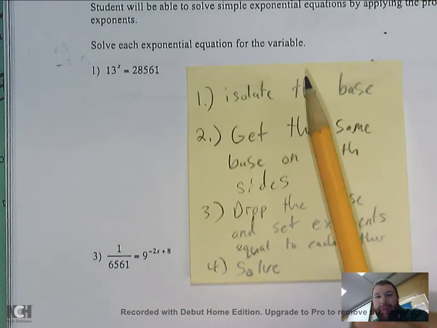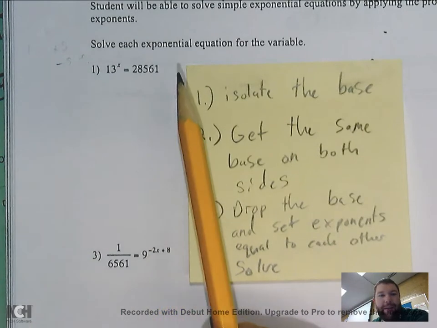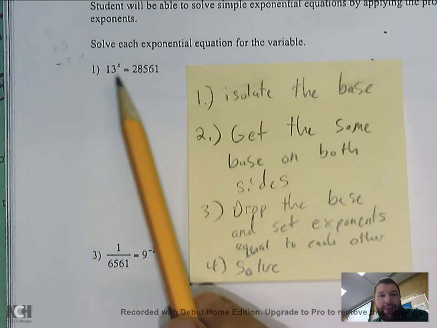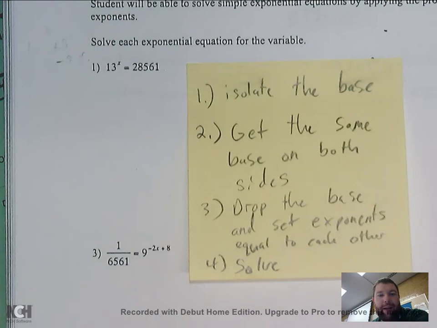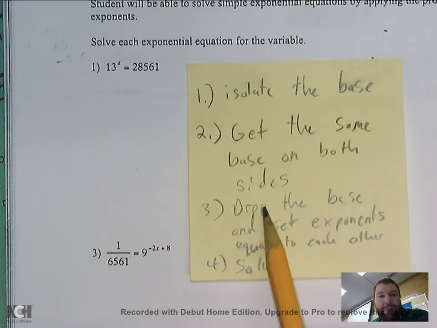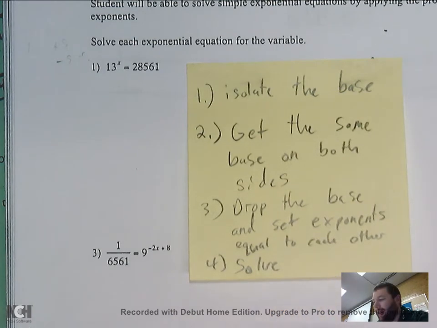The next step is to get the same base on both sides. So the next step is to break the other side down so that it matches the base on whatever side your variable's on. Then once you have the same bases, you're going to drop the base and set the exponents equal to each other. And then after that, it should just be a normal equation and you would just solve it. Okay, so let's look at an example.